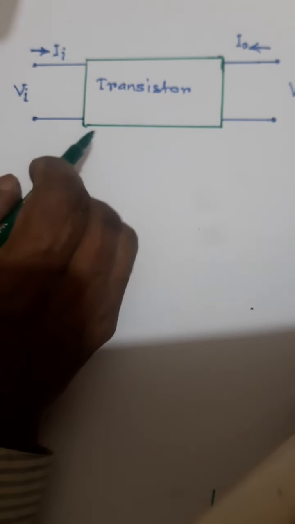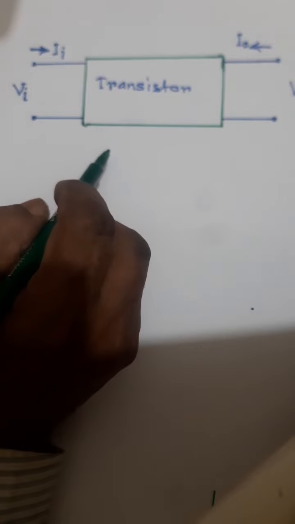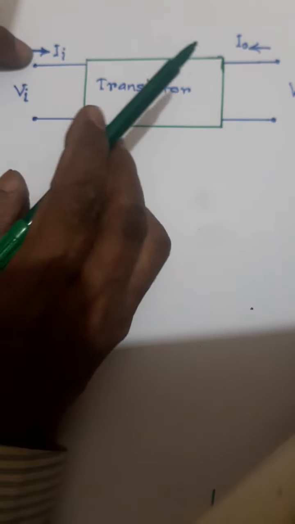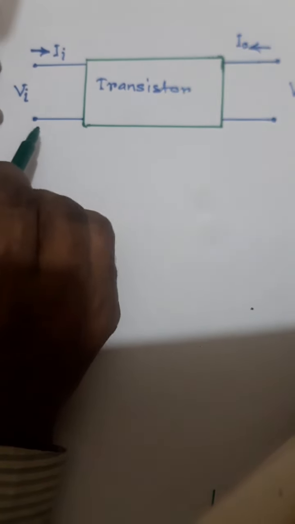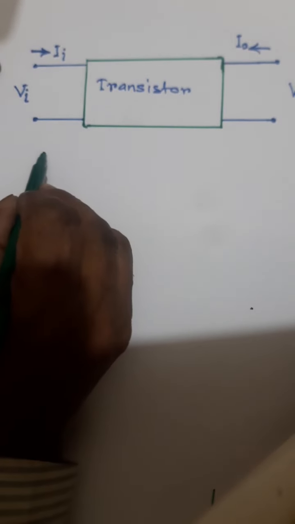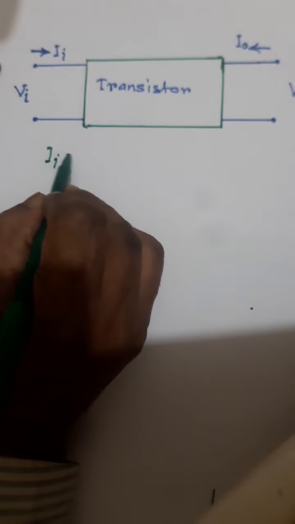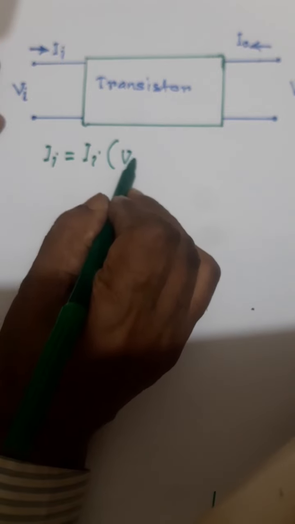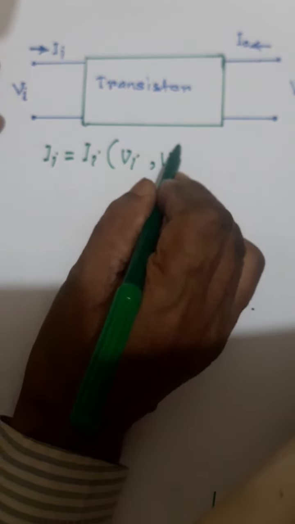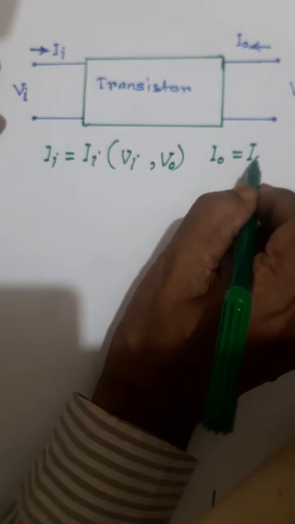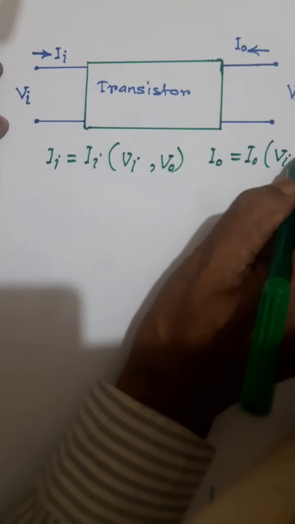To discuss Y parameters, we take input current Ii and output current Io as functions of input voltage Vi and output voltage Vo. That is, Ii is a function of Vi and Vo. Io is also a function of Vi and Vo.